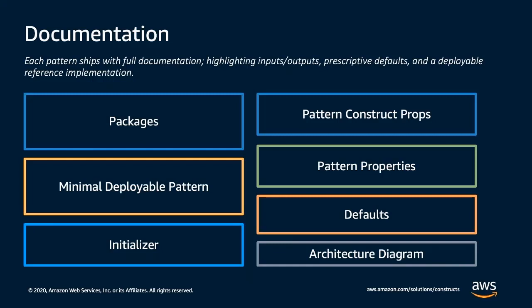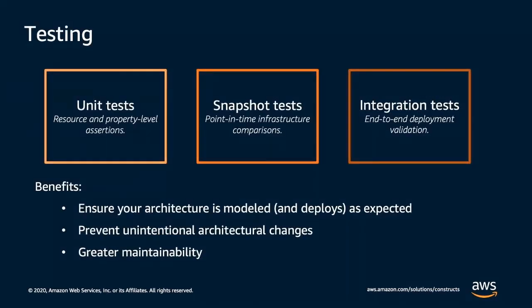Now that we have all the bases covered for building using AWS Solutions Constructs, let's talk a little bit about testing. There are 3 types of test cases we can employ to help ensure our architecture is modeled and provisioned as expected. The first is unit tests.